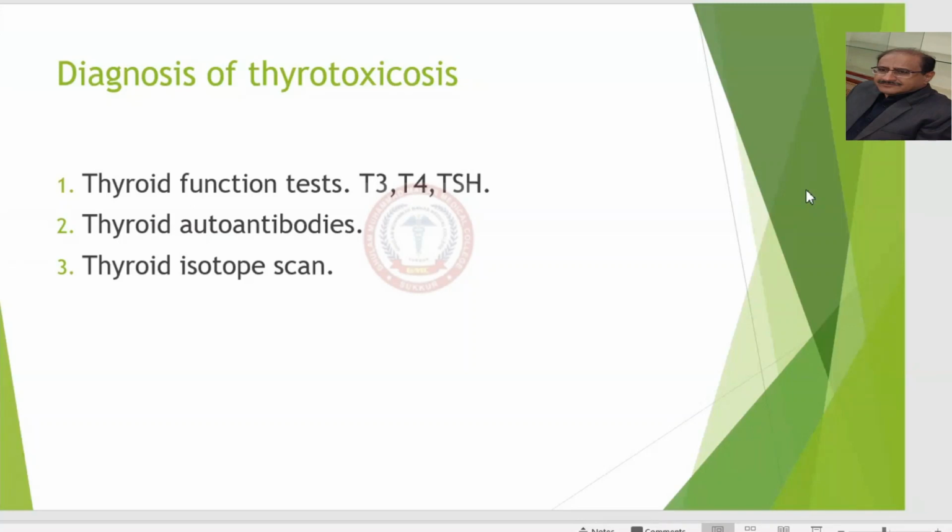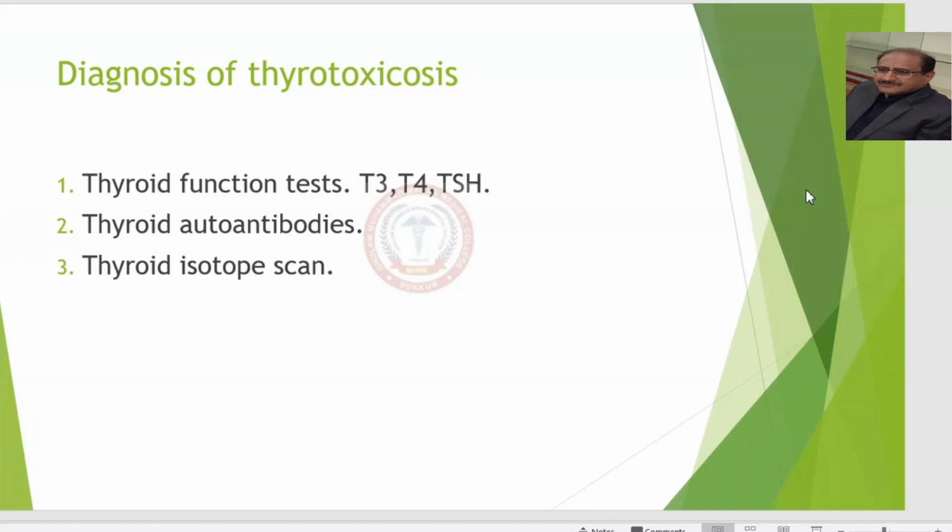Thyroid stimulating antibodies, anti-microsomal, anti-thyroglobulin antibodies. A thyroid isotope scan. This is a radioactive iodine thyroid scan. We use radioactive iodine and then we get a thyroid scan. In the thyroid scan, a radioactive iodine scanning, we found out, as we have discussed in the previous lecture of the thyroid goiter.